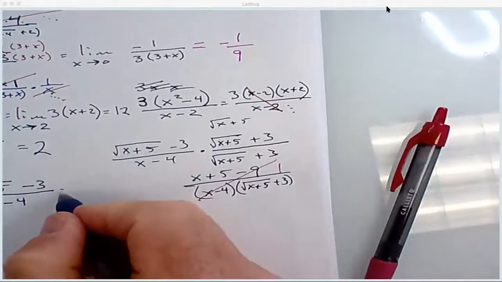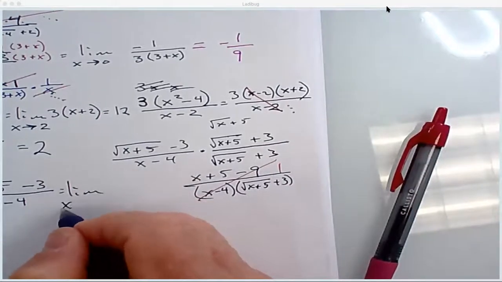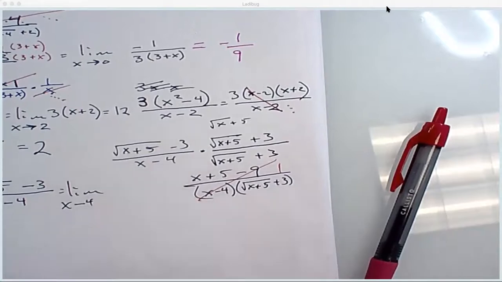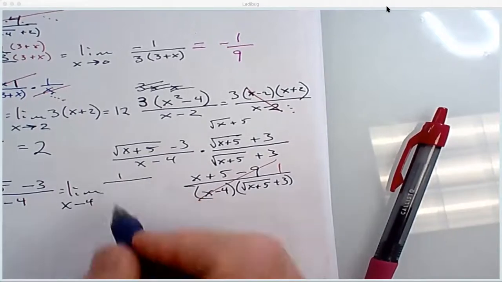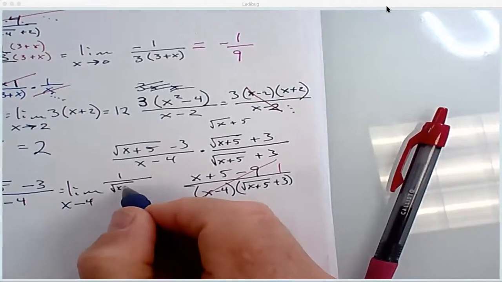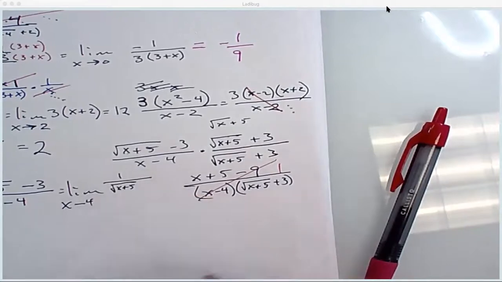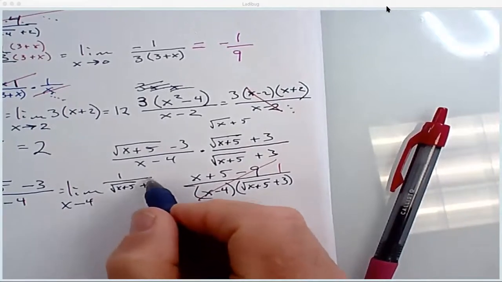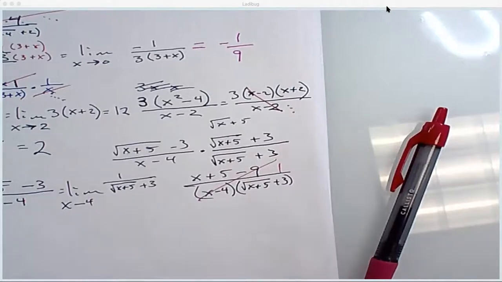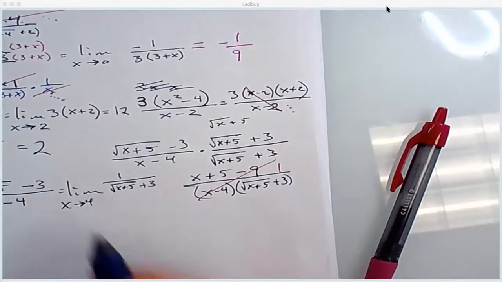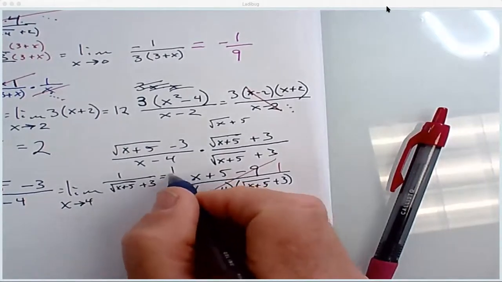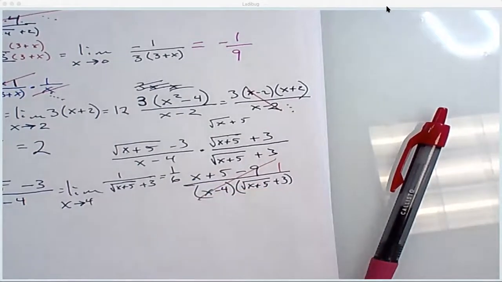So this is equal to the limit as x approaches 4 of 1 over the square root of x plus 5 plus 3. Does that look correct, Zach? Yep. Except I didn't draw my arrow. Very good. Alrighty. So what is that answer? 1 over 6. Beautiful. 1/6. Very, very good. A little bit nicer than yesterday when you see it more often, right?